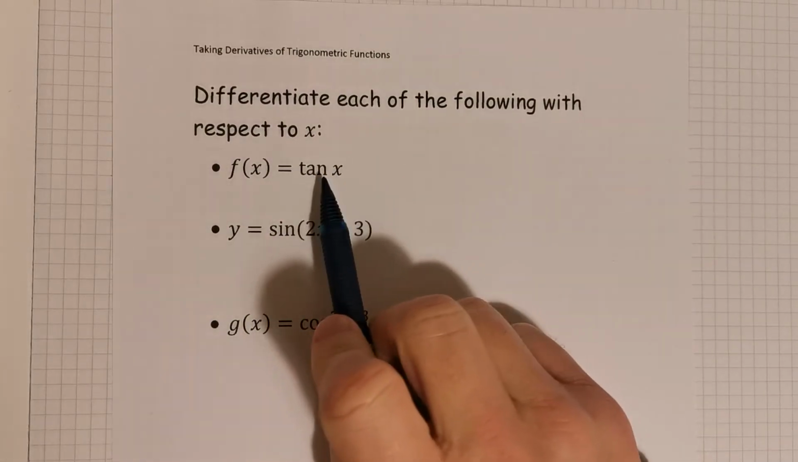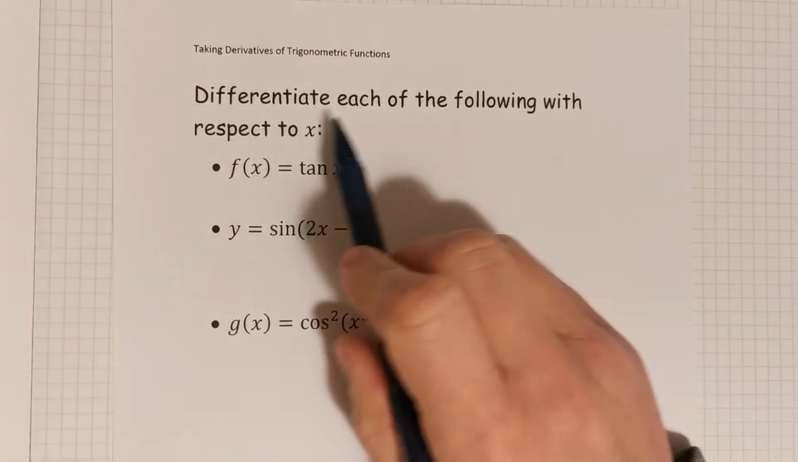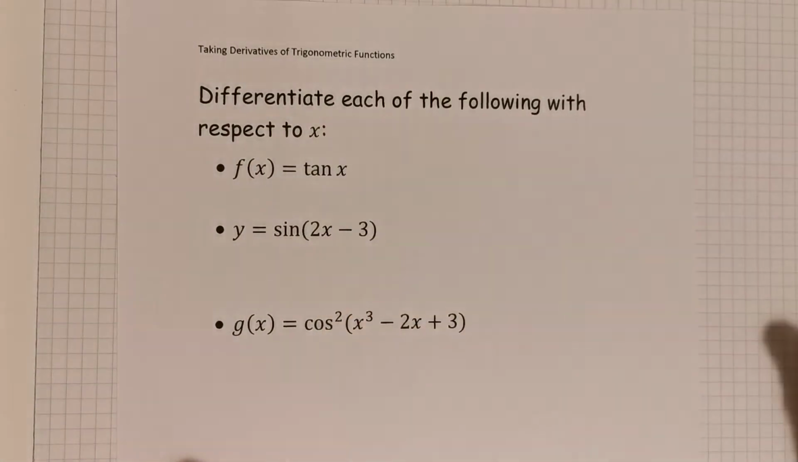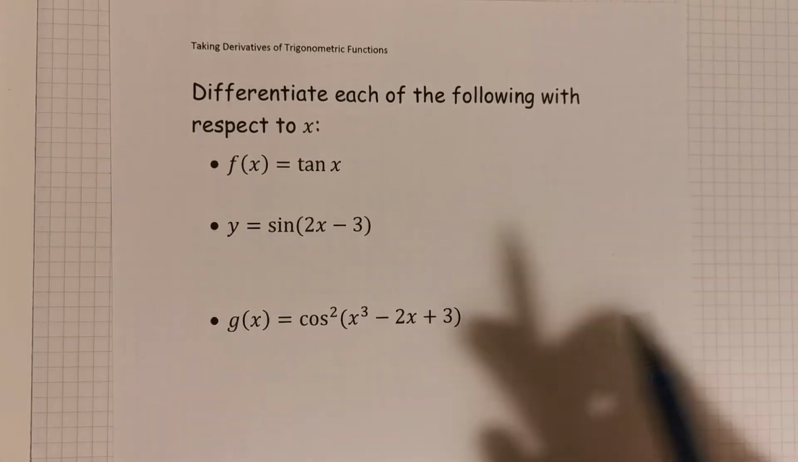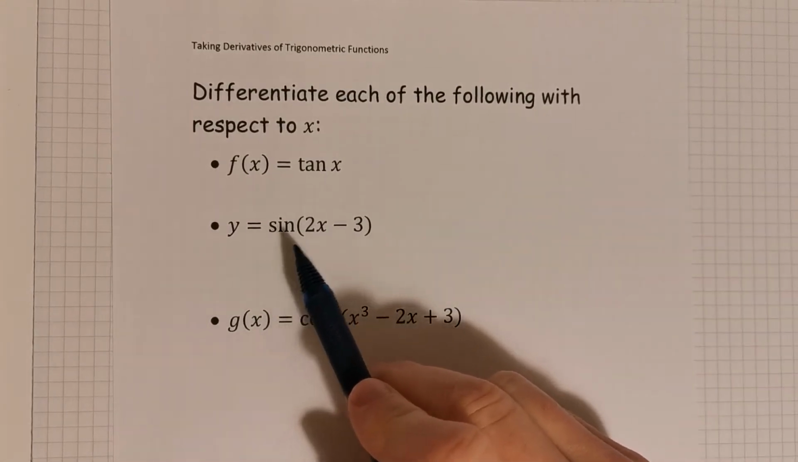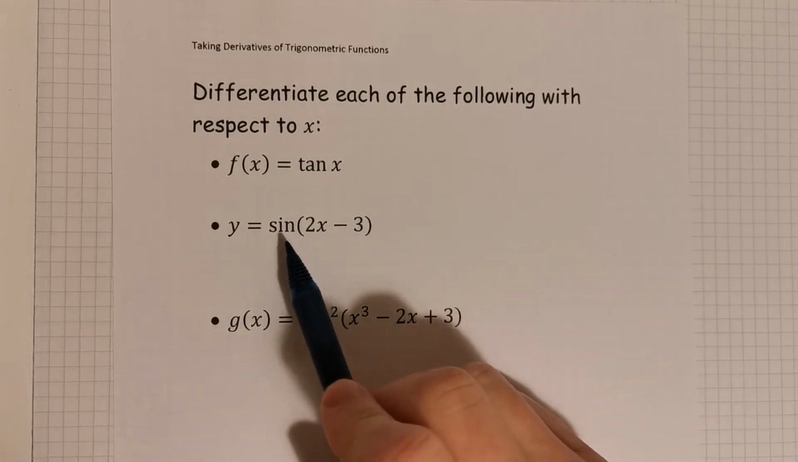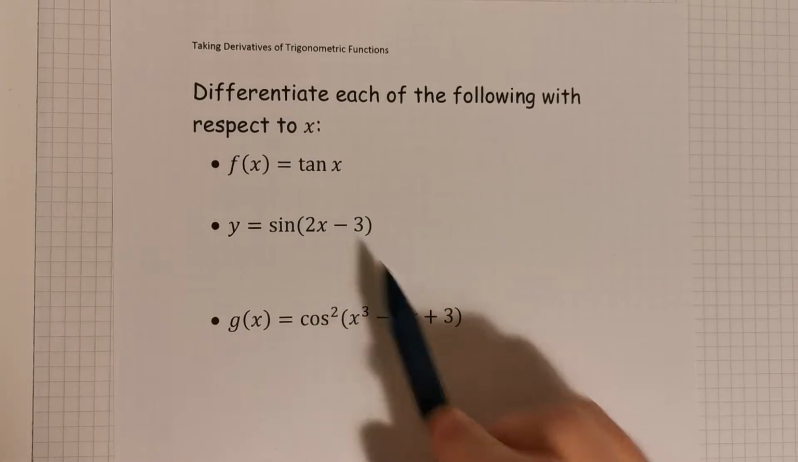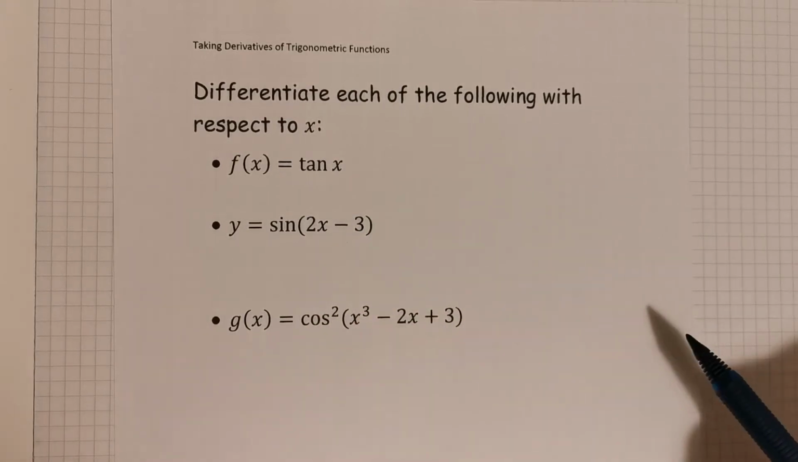Now this is also a standard derivative. This is actually listed in your formula and tables booklets, but we're going to take the derivative using what we know already, but from now on you can just use that standard derivative. Then we'll take the derivative of some composite functions, such as sine of 2x minus 3, composed of the sine function and the function 2x minus 3, and cosine squared of something.